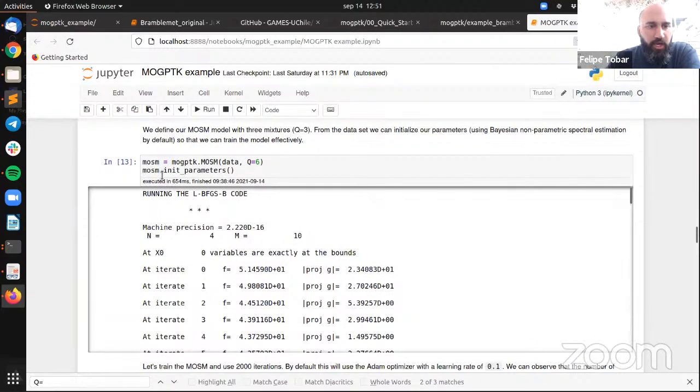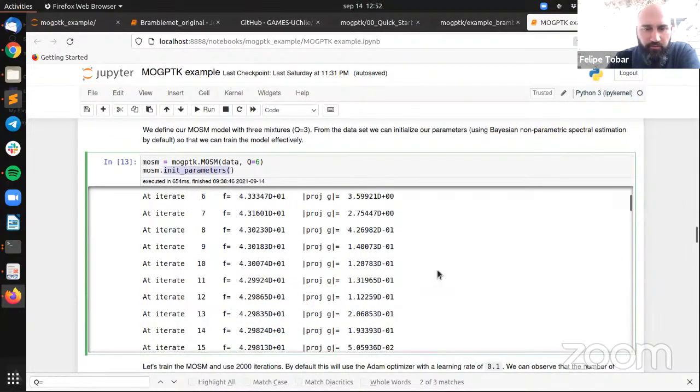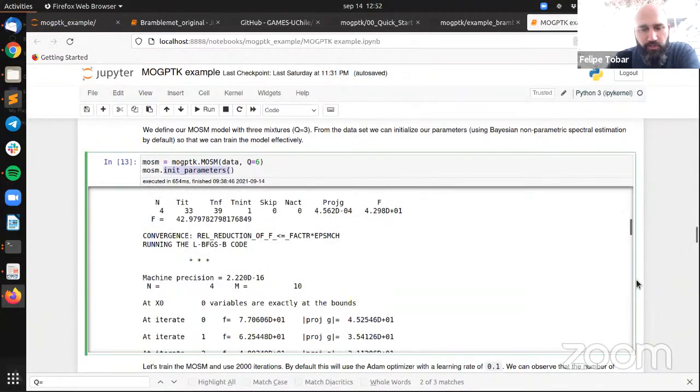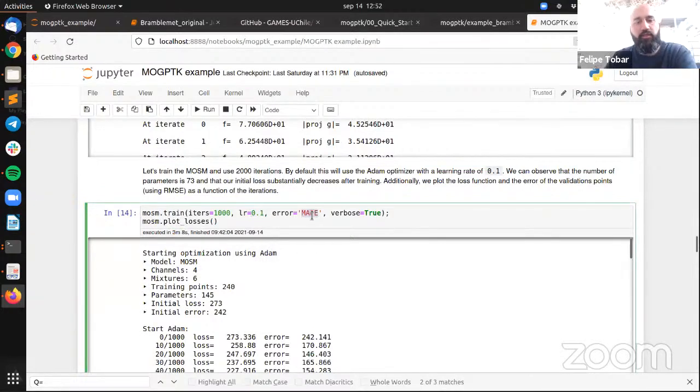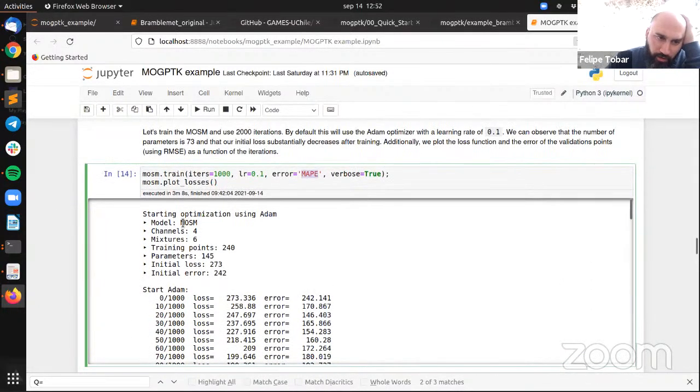Here you can see how the parameters are initialized. Only half a second, the initialization is very fast. But then Moson.train, which trains the entire model, takes 3 minutes. You have to determine the learning rate, the error criteria, and the number of iterations. For example, here, using the MOSOM model in 4 channels, 6 mixtures of the spectral mixture, 145 parameters, and so on.